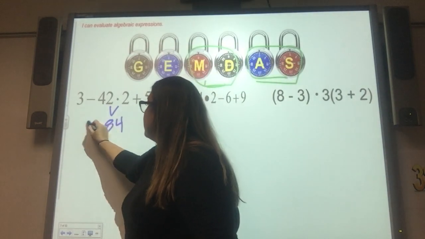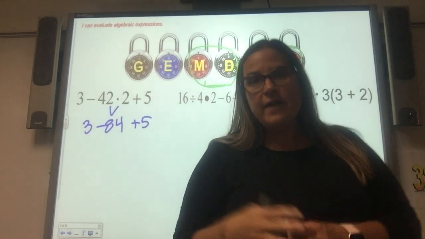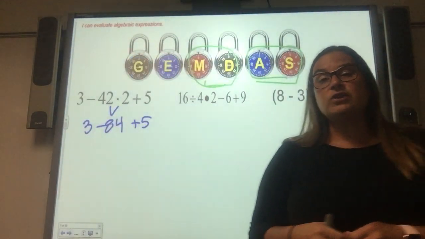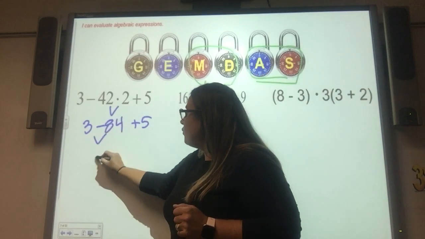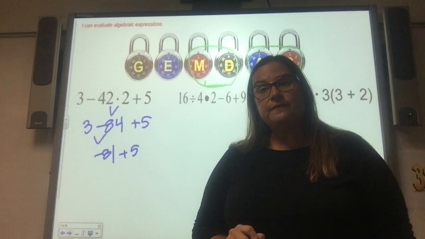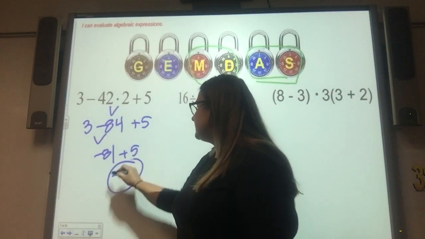So I've got 3 minus 84 plus 5. I have no more multiplication or division, so I'm going to move on to addition and subtraction. I work left to right. So 3 minus 84 is negative 81 plus 5. Negative 81 plus 5 is negative 76.